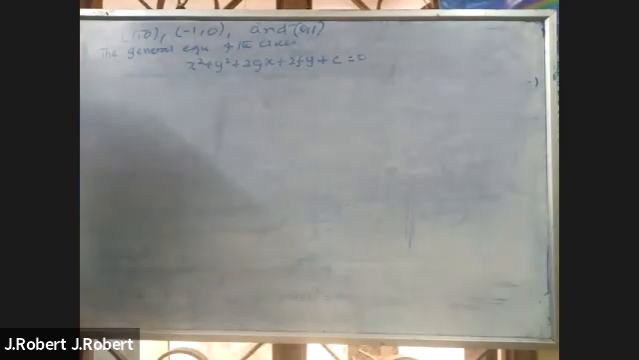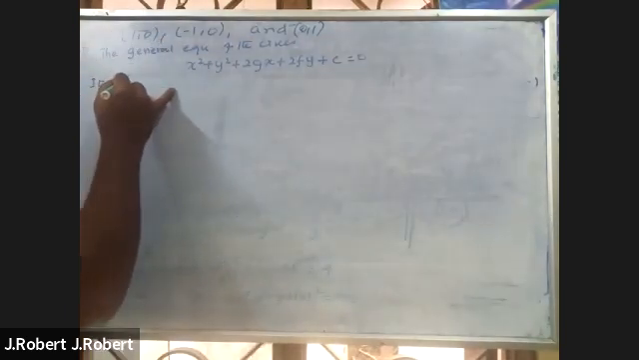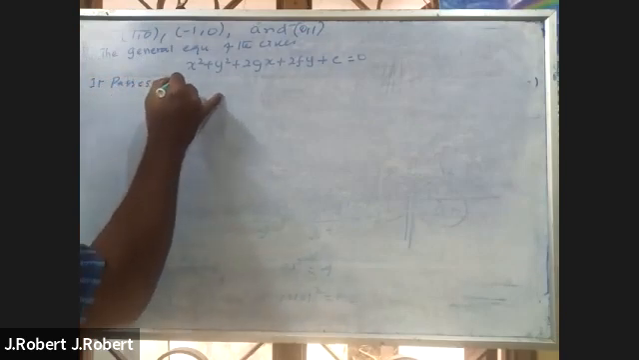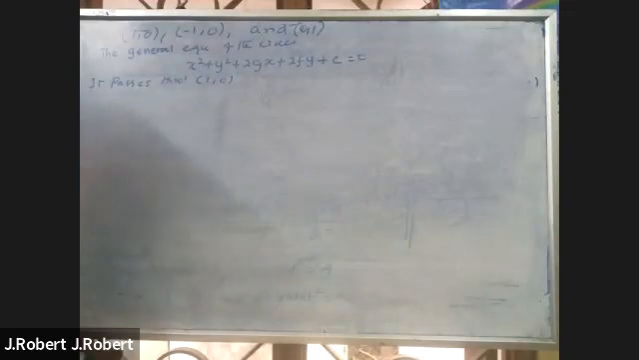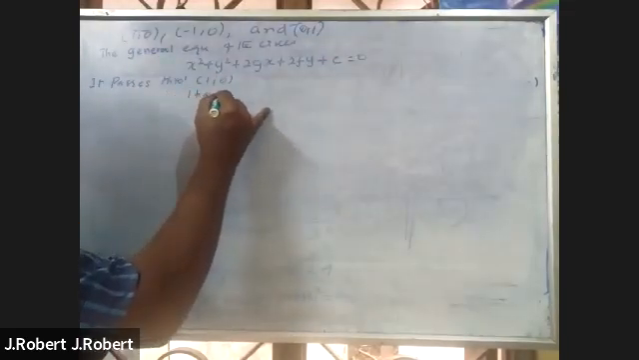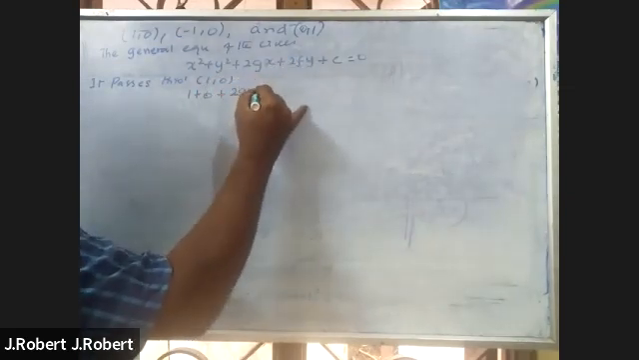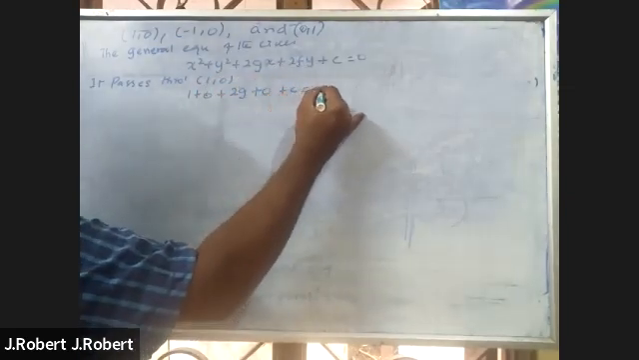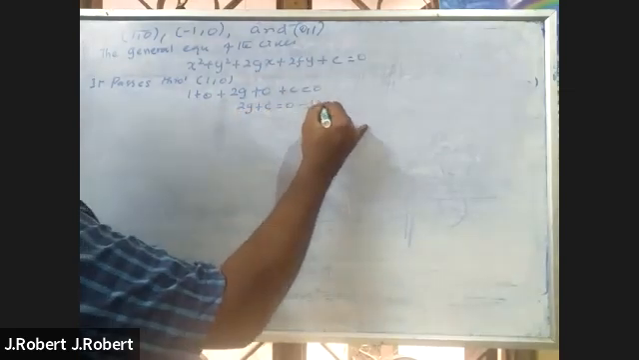It is given that it passes through 3 points. First point, it passes through 1, 0, which means I can put instead of x 1, y 0: 1 plus 0 plus 2 into g, that is 2g, f times 0, y becomes 0, plus c equal to 0. This gives you 2g plus c equal to 0. Equation 1.